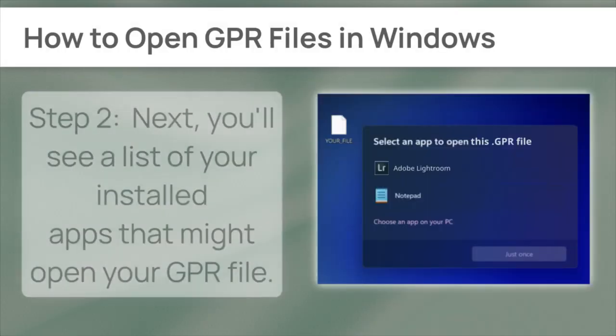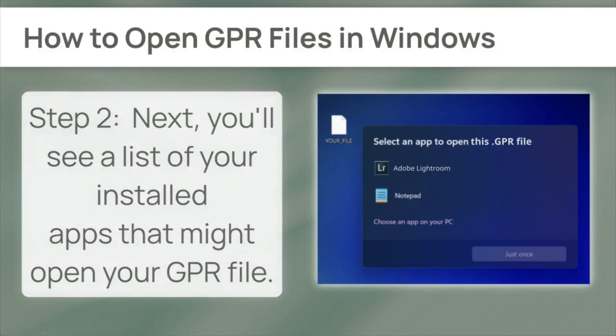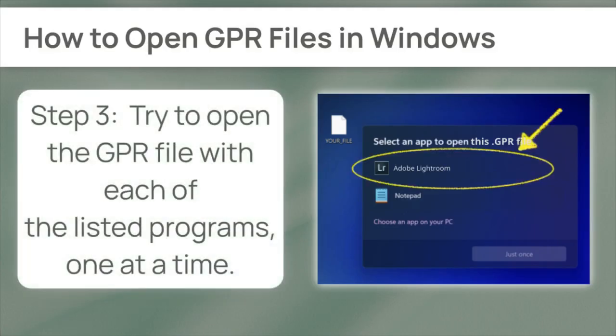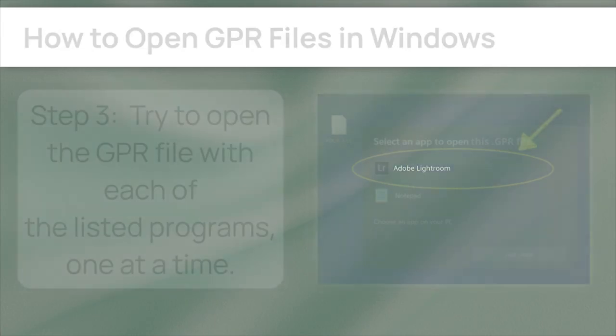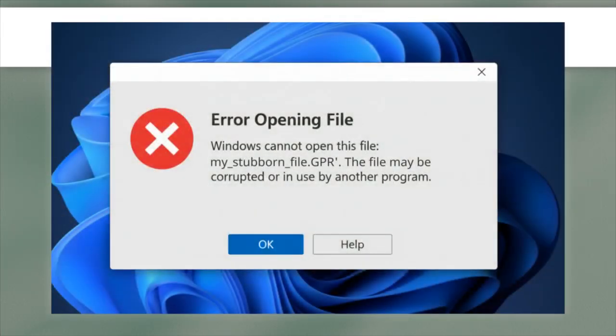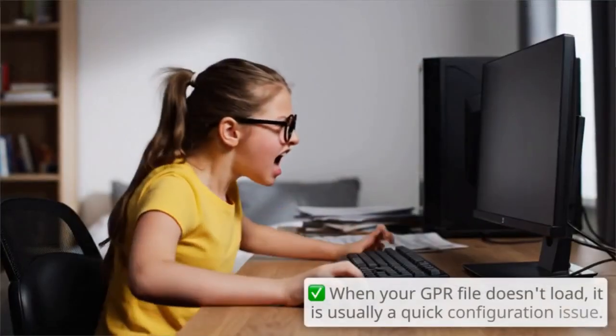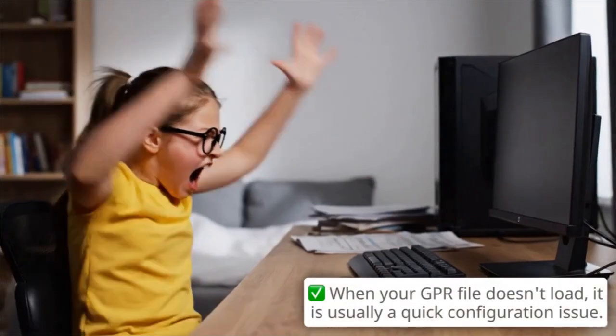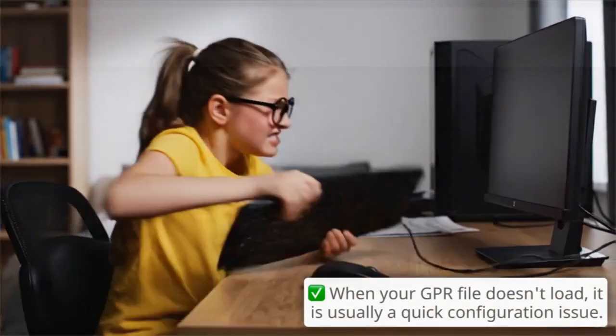Right-click the GPR file and hit Open With. Launch it using Adobe Lightroom if possible. If that option is absent, choose any other application from the displayed list. If you still cannot open your GPR file, that is okay. Since the software rejected the file, we need to find the root cause. Here are the 3 essential steps we will take right now to isolate the problem.